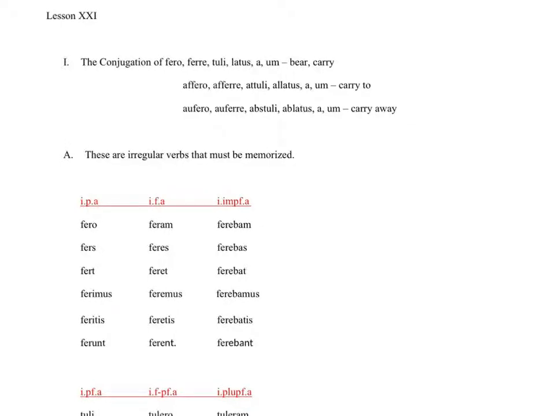Lesson 21 starts out with the conjugation of the irregular verb fero, ferre, tuli, latus, lata, latum. Note how irregular these principal parts are. You have two R's for the second principal part, only one R for the first. Then it changes drastically to tuli, and then it changes completely to latus, lata, latum. Those are wildly different principal parts that you need to memorize.